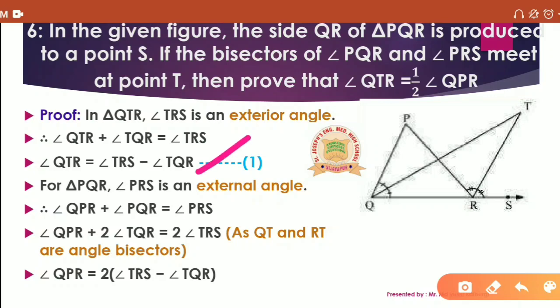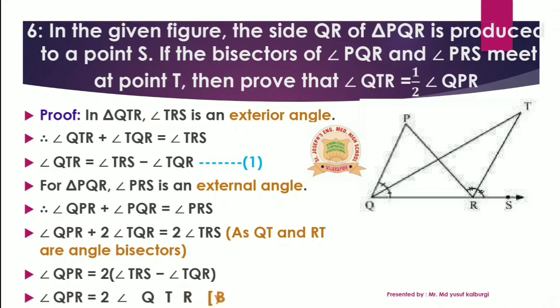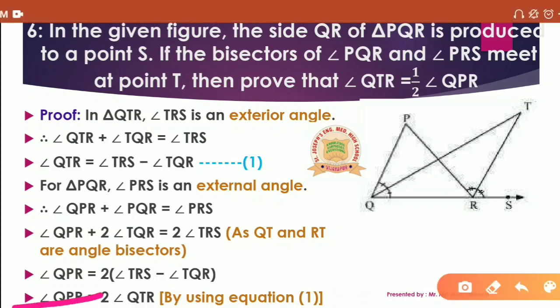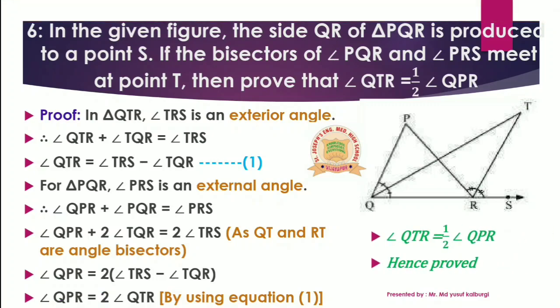Just see equation 1: TRS minus TQR is equal to QTR. So in place of this value we write QTR. So QPR is equal to 2 QTR, using equation 1. Now take this 2 to the other side, in the denominator. So QTR is equal to half QPR. That is the proof. Hence proved. This completes your exercise as well as the chapter. Thank you.